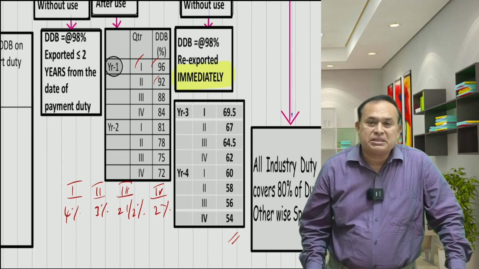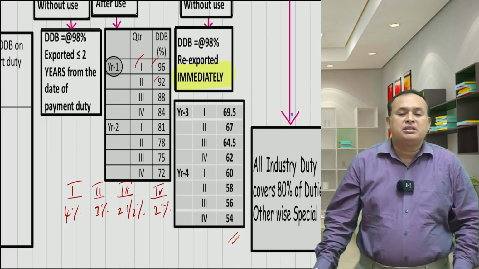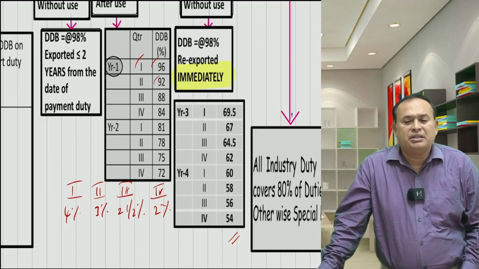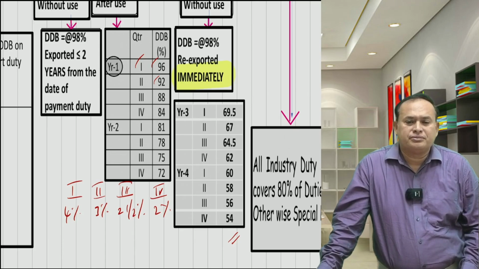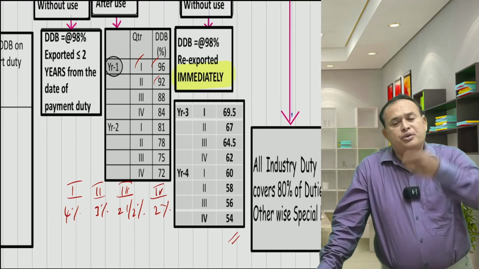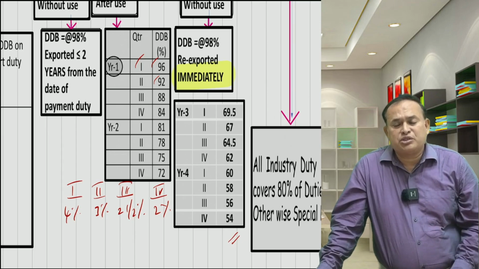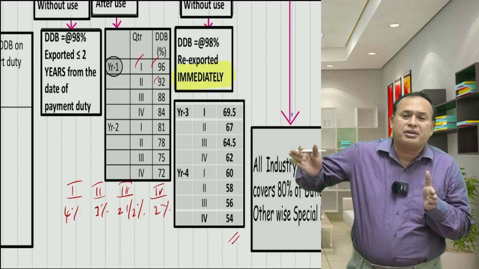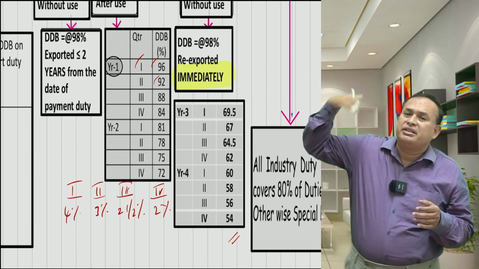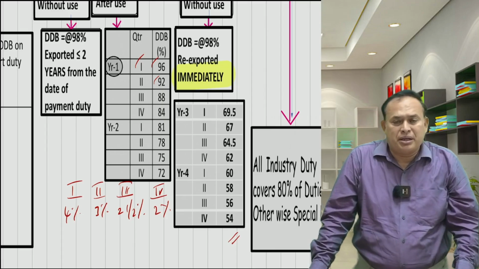Remember, it is 4% reduction for the first 4 quarters. Next 4 quarters, 3% reduction. Next 4 quarters, 2.5% reduction. Next, 2% reduction. Part of a quarter counts as a full quarter. The count is reckoned from the date of payment of import duty: first 4 quarters, next 4 quarters, next 4 quarters, next 4 quarters. After 4 years, if we are exporting, no drawback.